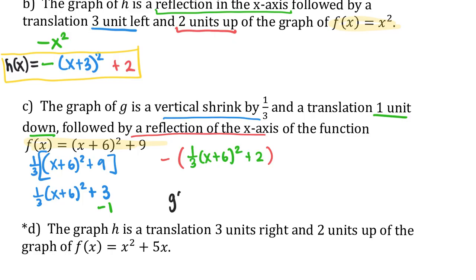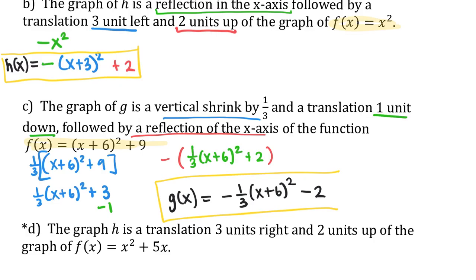Yep, g of x equals, let's make this look nicer. Negative 1/3 (x plus 6) squared. Distribute the minus, minus 2. Okay, that one had a lot.